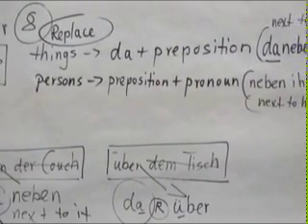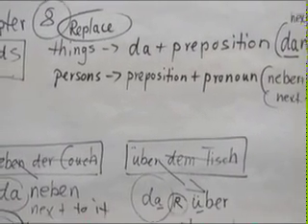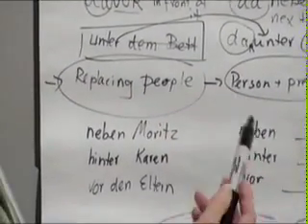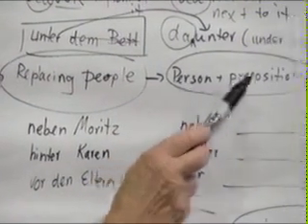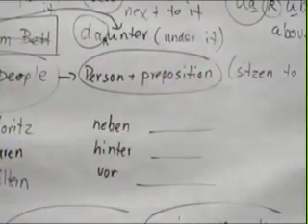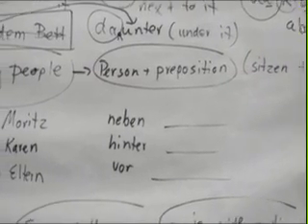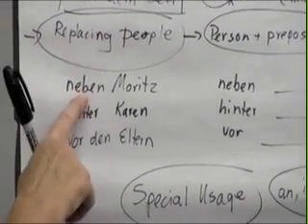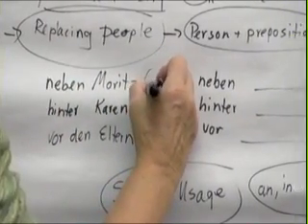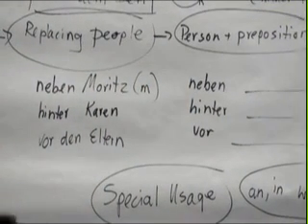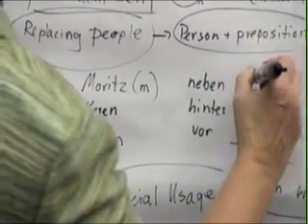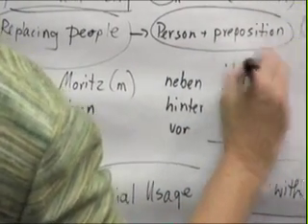Now let's talk about replacing people. When you replace a person, a noun, with a pronoun, you have to have the pronoun plus the preposition. And I'm going to use the verb sitzen, to sit. So we assume, I always say ich sitze. Ich sitze neben Moritz. Now Moritz happens to be a guy, right? Masculine. So how do we say I sit next to him? Neben ihm. Dative.